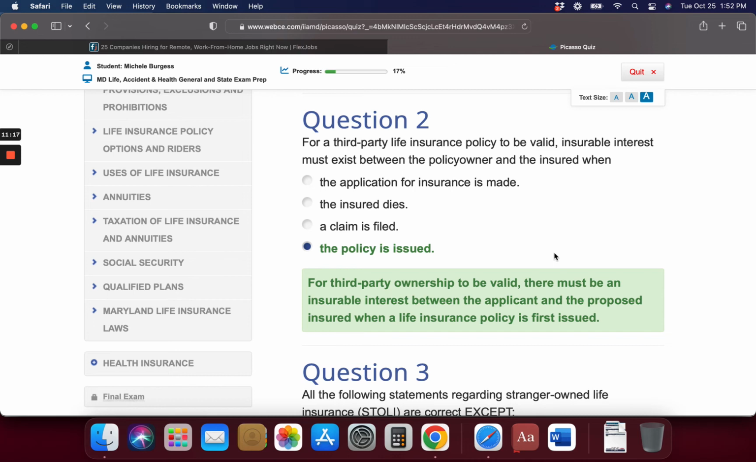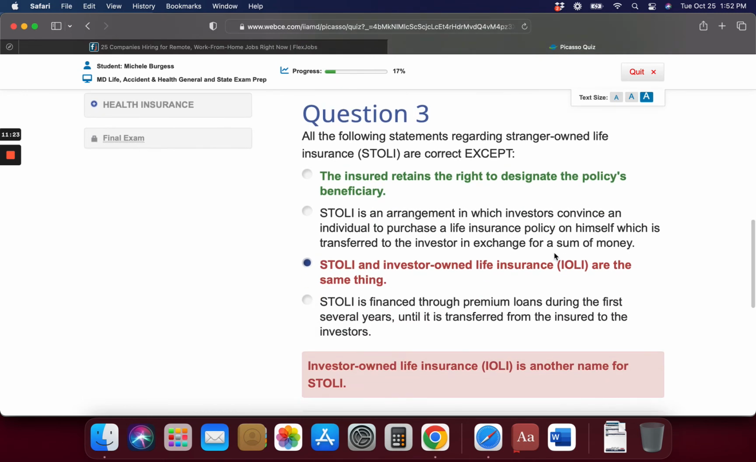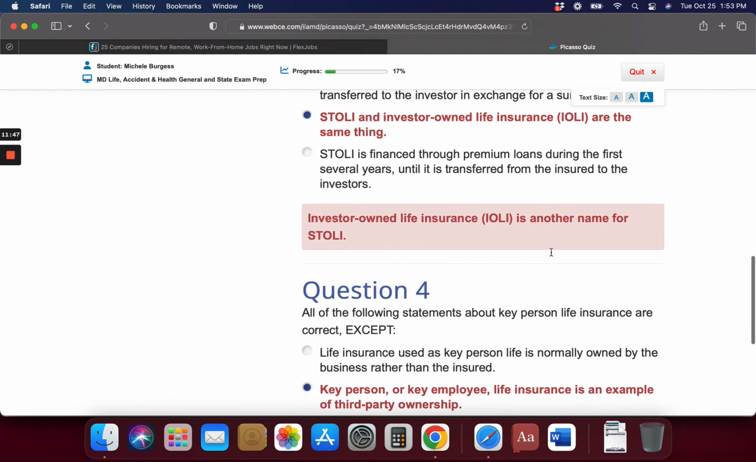Alright, so for a third-party life insurance policy to be valid, the policy needs to be issued. So I got that one right. Yay. Okay, so IOLA and STOLI are both the same thing. Alright, I wasn't sure. Alright, all of these regarding STOLI are correct except the insurer retains the right to designate the policy's beneficiary. Okay, that's interesting. I guess because the stranger is the one that's going to be owning it, right?